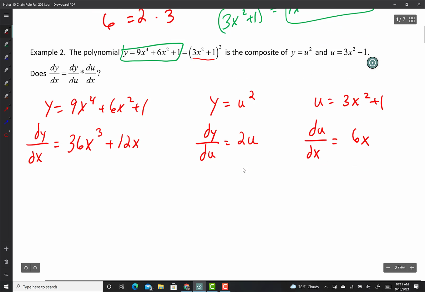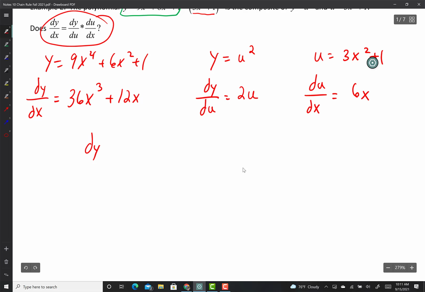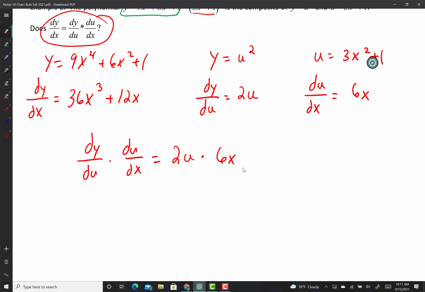Okay, so let's see if we still have this as a true statement. So I'm doing dy/du times du/dx equals dy/du was 2u times 6x. Are we still okay? All right, 6 times 2 is 12, and I still have a u and an x.